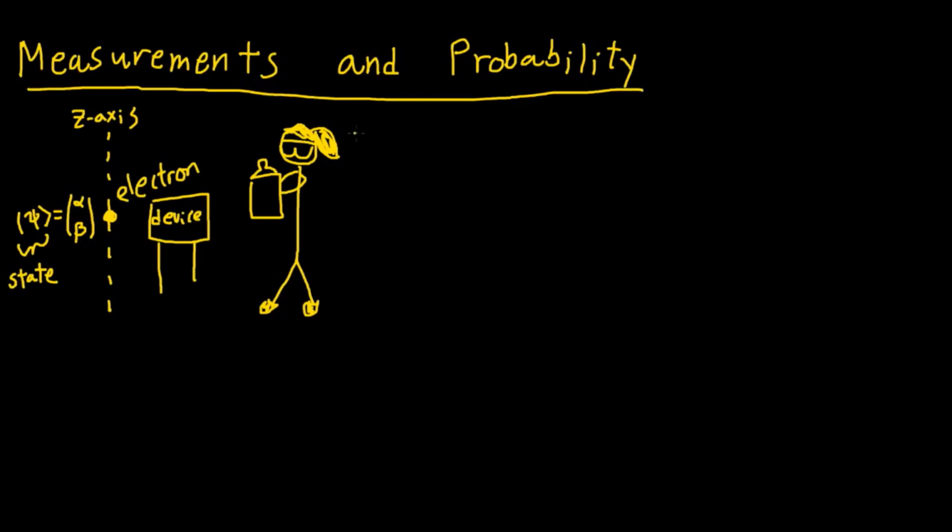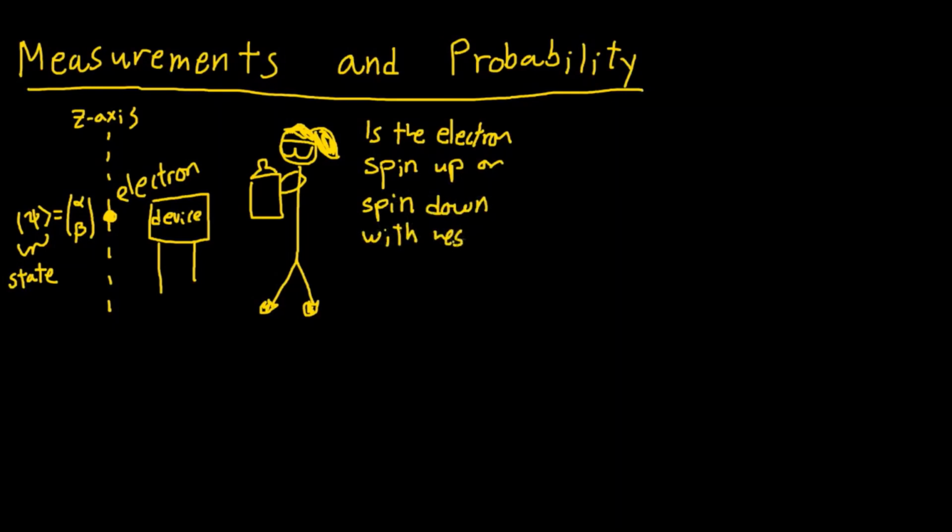So here's the experimenter, and they're asking, is the electron spin up or spin down with respect to the z-axis? So that is what they're asking.